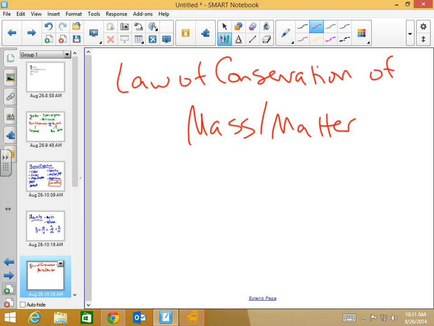Well, if those existed, it would just change positions on the time graph. It wouldn't actually change its matter or its mass. Okay? So this is a key point.